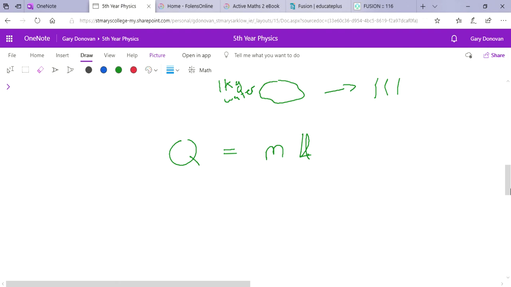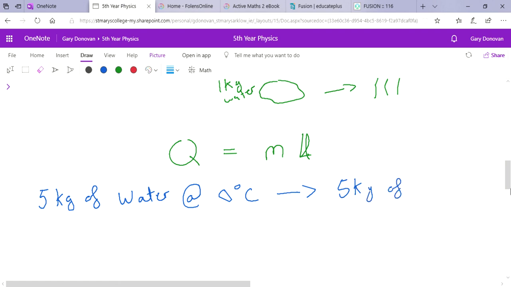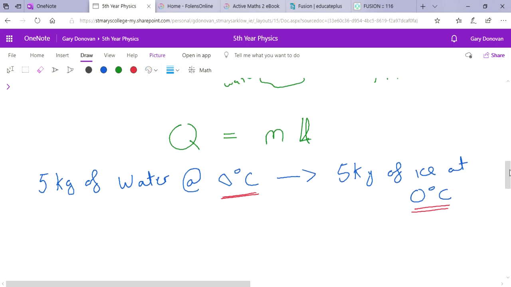So an example might be, let's say you have 5 kilograms of water at 0 degrees Celsius, and you want to change it to 5 kilograms of ice at 0 degrees Celsius. Notice there's no temperature change, because if we're changing the temperature, you're adding more energy as well, and I'll talk about that a little bit more in the next video. So if we want to figure out how much energy is required to do this, that's where this equation comes in.